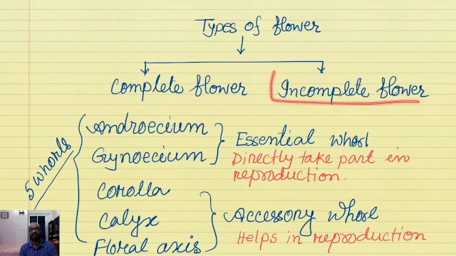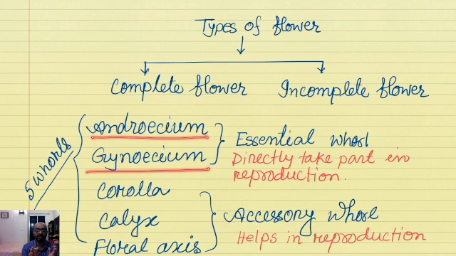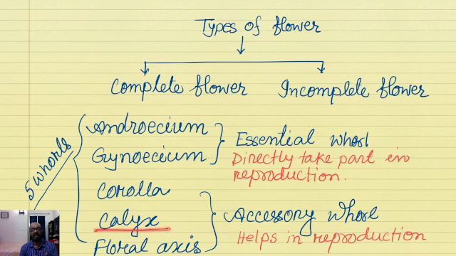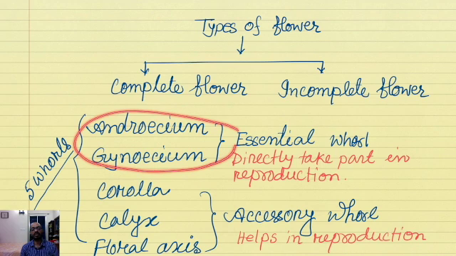First of all, complete flower and incomplete flower on the basis of their five whorls. If any whorl is absent in a flower, it is known as an incomplete flower. Androecium, gynoecium, corolla, calyx, whichever one is absent in a flower, for this reason, those flowers are known as incomplete flowers.